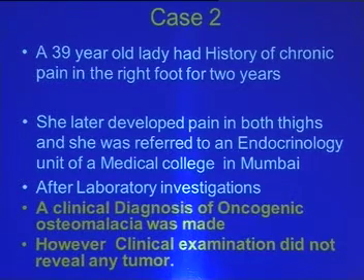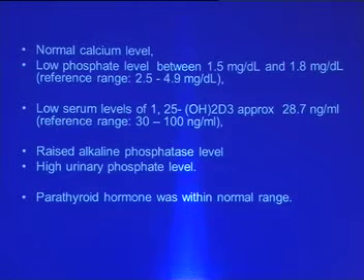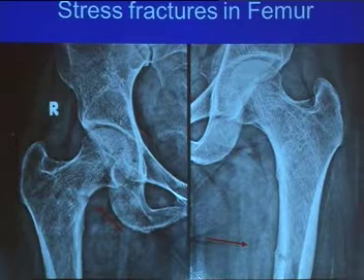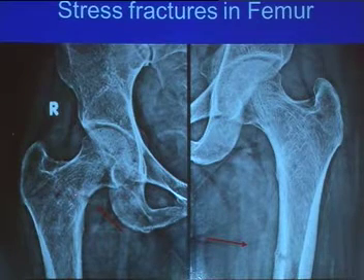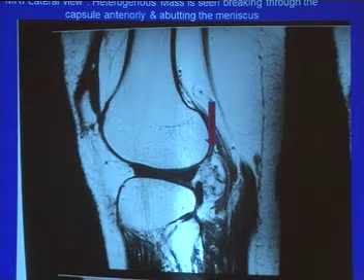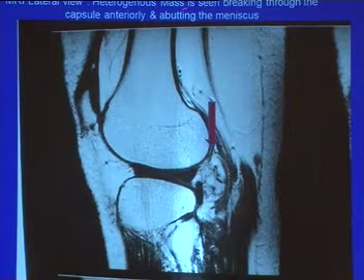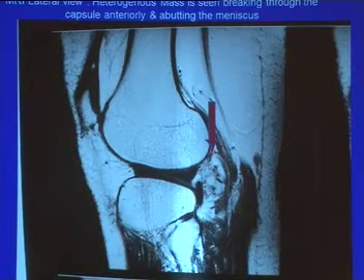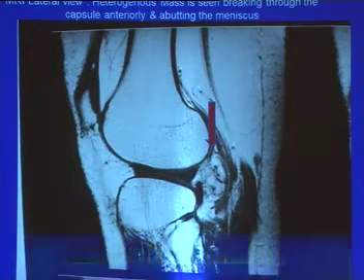This was the biochemical profile; the serum calcium levels were normal. Everything supported a diagnosis of oncogenic osteomalacia, and these were the stress fractures seen in the femoral bones. An MRI revealed a heterogeneous mass breaking through the capsule anteriorly and abutting the meniscus. So this is what they found on the MRI.